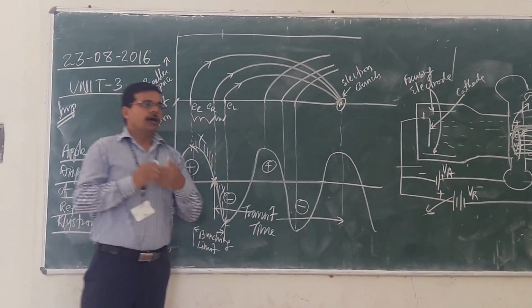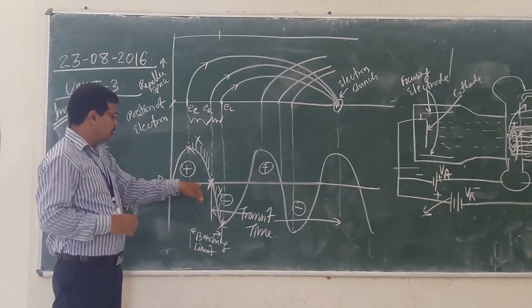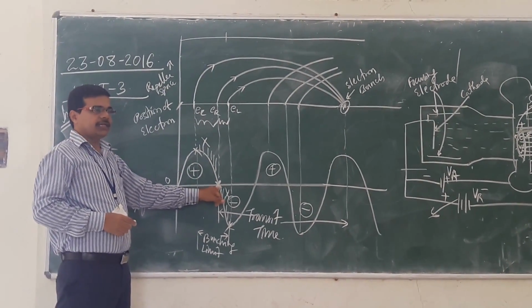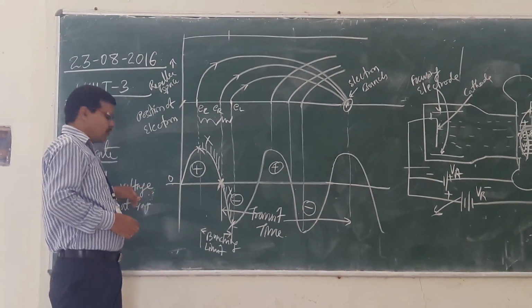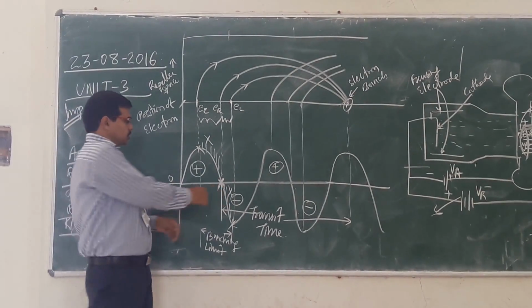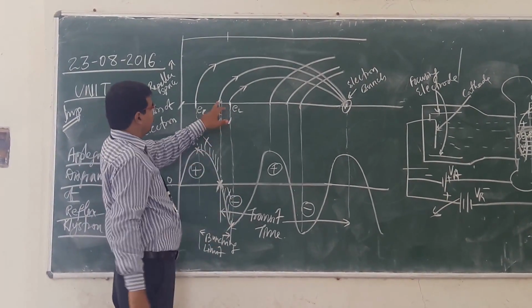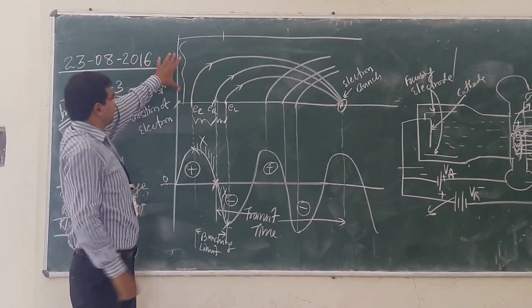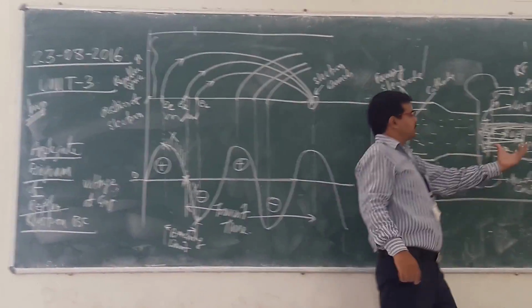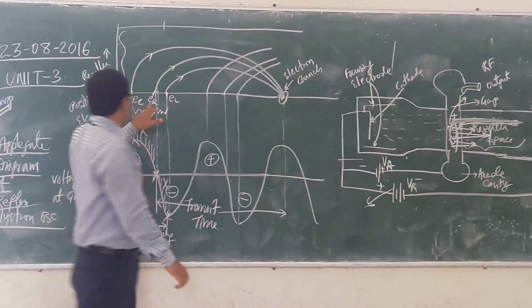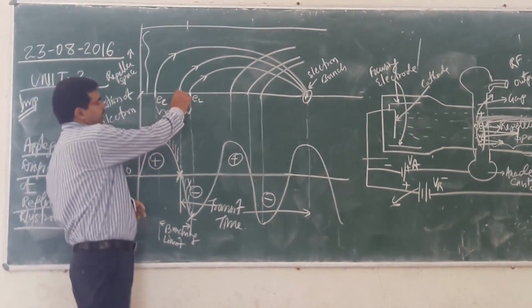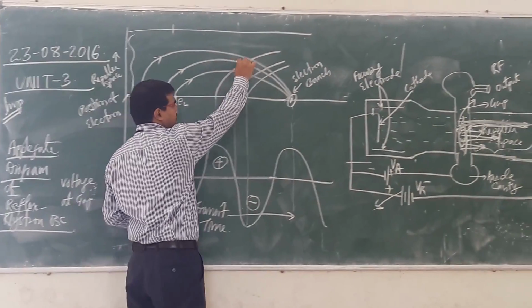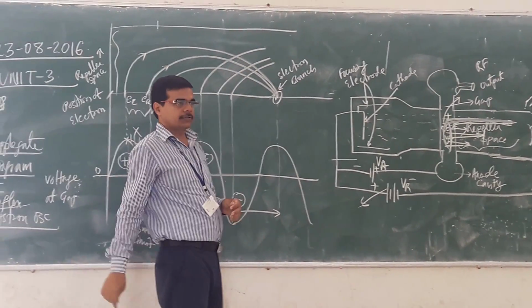First, let us assume you have the reference electron. When the reference electron reaches the gap, during that time the voltage was 0. So this is the position. It will move towards the repeller. This is the repeller and this is the repeller space. The reference electron moves towards the repeller, and in the repeller space it just returns back.